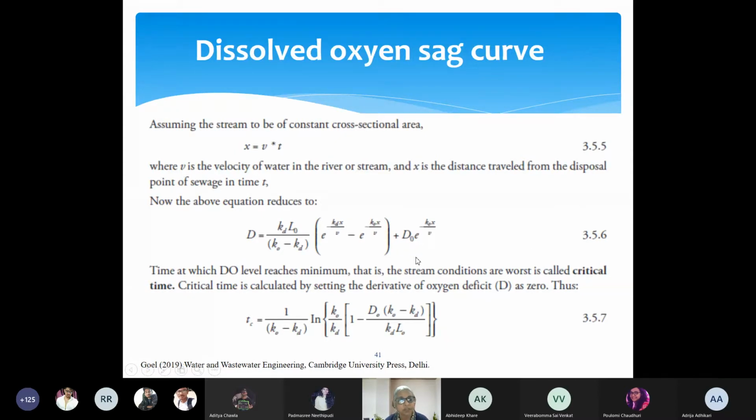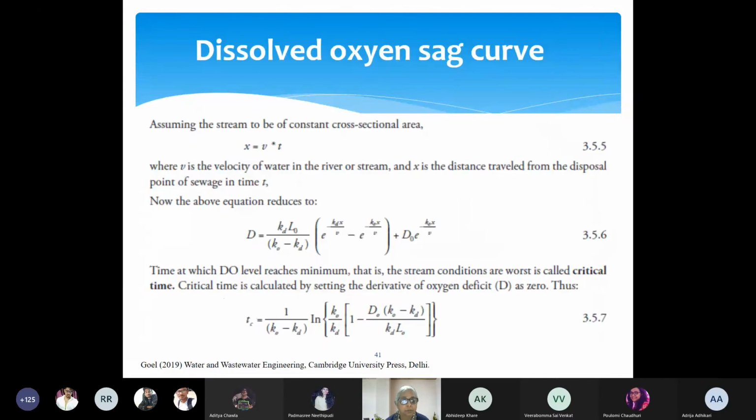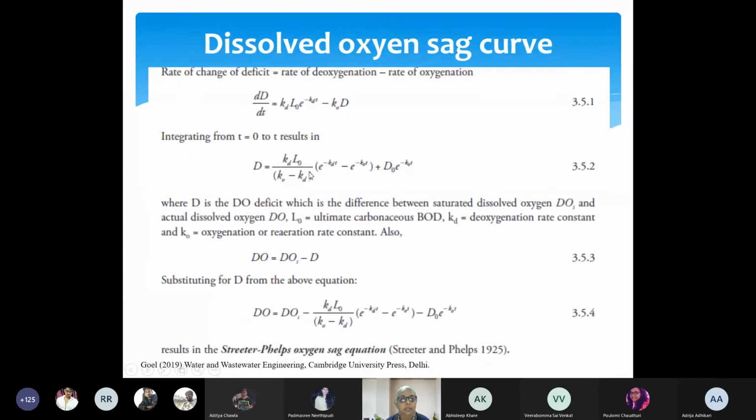Now, I've already mentioned what is critical time. Critical time is when the stream condition no doubt is the worst, but mathematically speaking, it is the time at which rate of deoxygenation is equal to rate of aeration. And I will ask you to refer to the text for this matter. You can refer to either master's text or to mine. Either way, you can do the derivation because you can simply equate these two processes. So dD by dt is equal to 0, which means rate of deoxygenation is equal to rate of oxygenation, and you calculate for Tc. Tc is the time at which the two are equal.